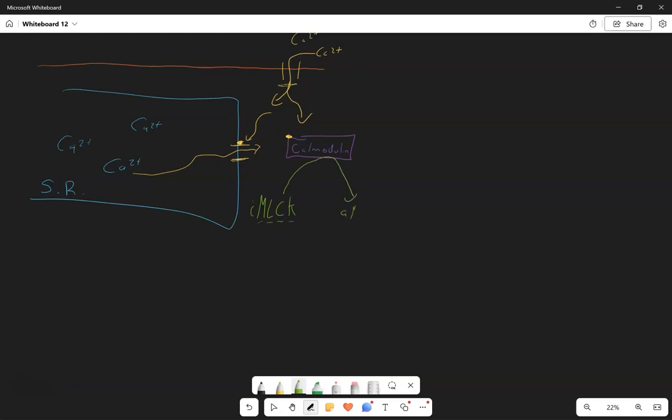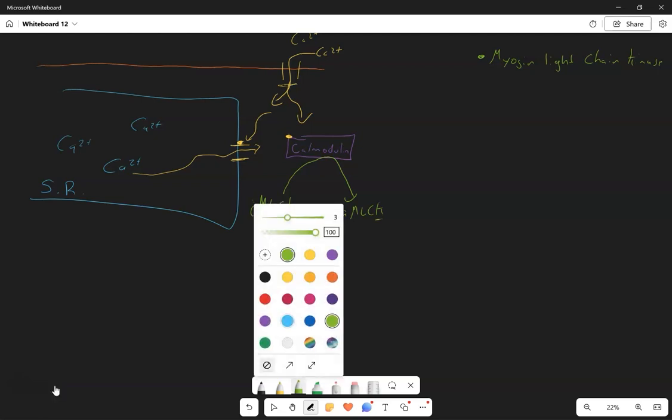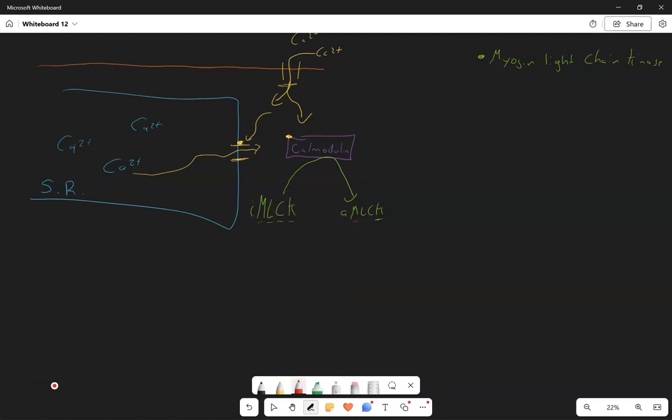So we'll call this AMLCK. And I'll just write up here that this is myosin light chain kinase. Okay, so that's our myosin light chain kinase. Now, this myosin light chain kinase is a kinase. So what does it do? It phosphorylates something. So what is it going to phosphorylate? It's going to phosphorylate myosin.